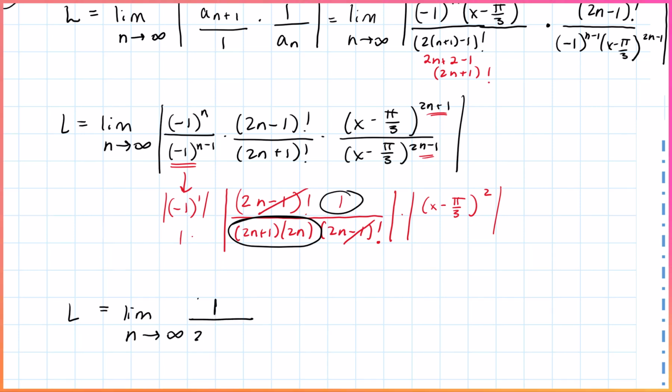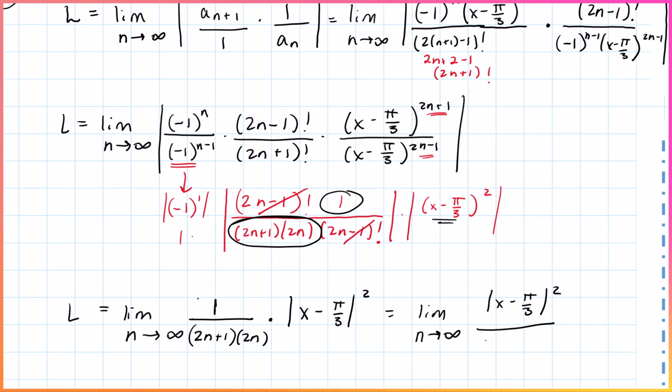That's 1 over 2n plus 1 times 2n. And we're multiplying that by, now I do need to leave the absolute value here because I don't know what x is. So this is the absolute value of x minus pi over 3, but I can move the square outside the absolute value, or I can move the absolute value inside the square. Okay, now this becomes the limit as n is approaching infinity of the absolute value of x minus pi over 3 squared divided by 4n squared plus 2n.